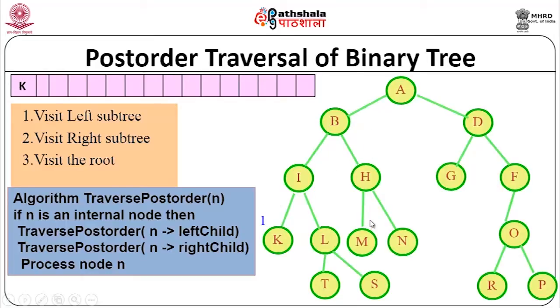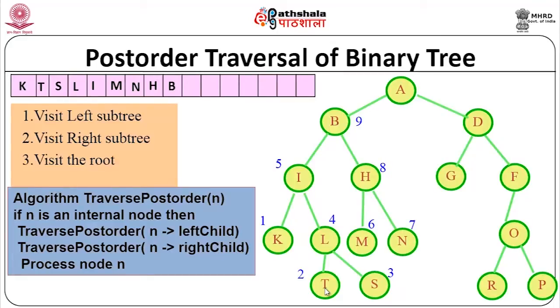So, I process K, then I have to process this L, but for that I have to process T and S, then process L. Now, I finish the left and right subtree of I. So, I process I, then I should not process B yet, I should process the right subtree. So, I finish M, I finish N, I process this, then I process B.